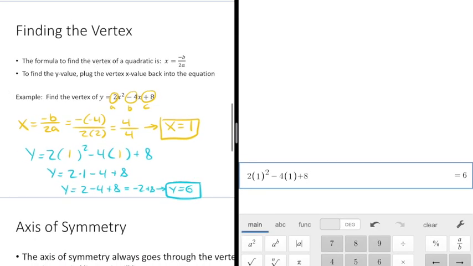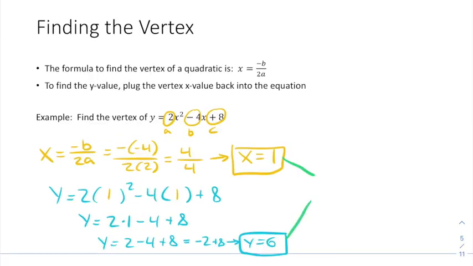Now I did a lot of the work there on my own, but I also could have used Desmos here to either double check my work or do it for me to see that this equals 6. And now this x and y tell me the ordered pair of my vertex is (1, 6). That's going to be really important when we start graphing.